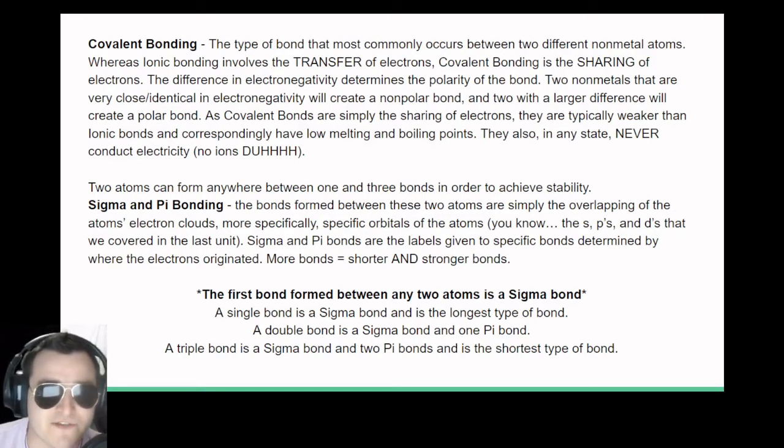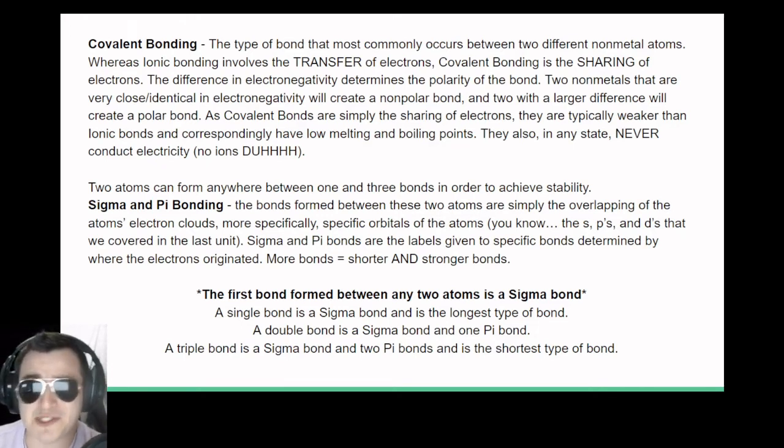A sigma bond is the first bond formed between any two atoms. That's the single bond. And then anything formed thereafter, whether it's a double or a triple bond, those second and third bonds are both known as pi bonds. They have to stretch a little bit further. It's the overlapping of different electron orbitals in order to accomplish those. But because they're not fully transferring electrons, this connection is not as strong as what we see in ionic compounds, which is why their properties are a little bit weaker. They melt at a lower temperature. They boil at a lower temperature.